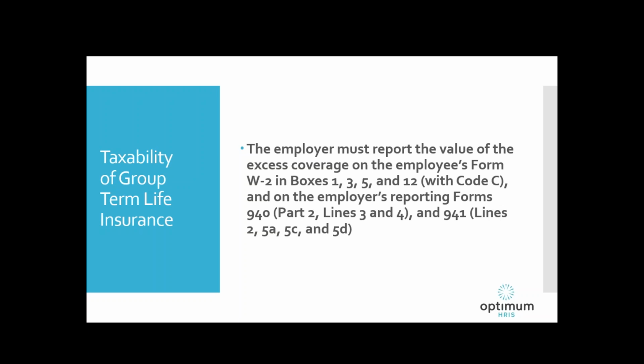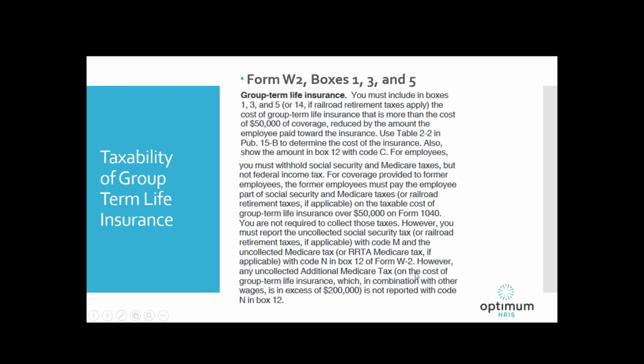So let's look at all of these forms in detail. Here are the W-2 instructions for group term life insurance for boxes 1, 3, 5, and box 12, code C. Now, I'm not going to read all of this to you, but you can see that the instructions also remind you to withhold Social Security and Medicare taxes, but not necessarily federal income taxes. The instructions also explain what to do for former employees like retirees, and we're going to look at that in a little more detail just a little bit later on in the presentation.